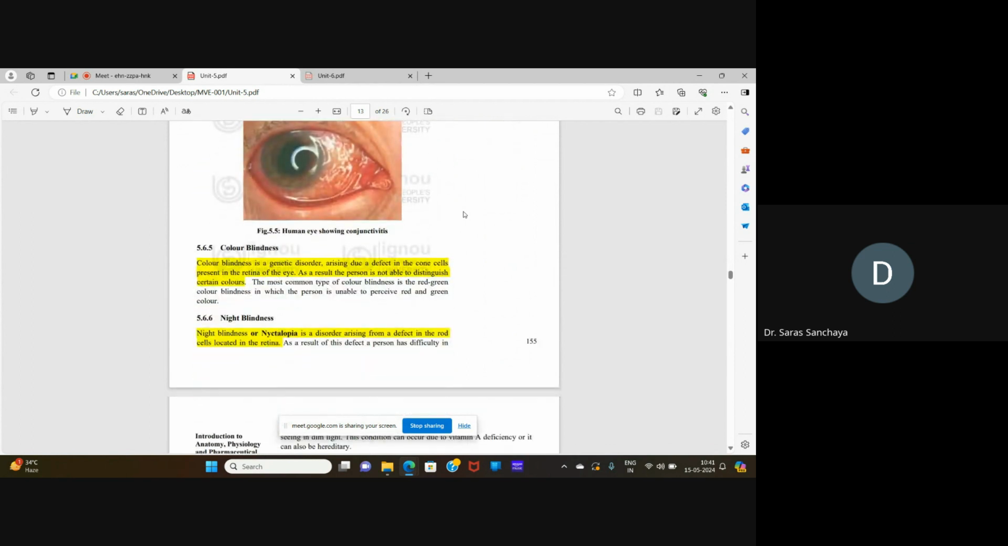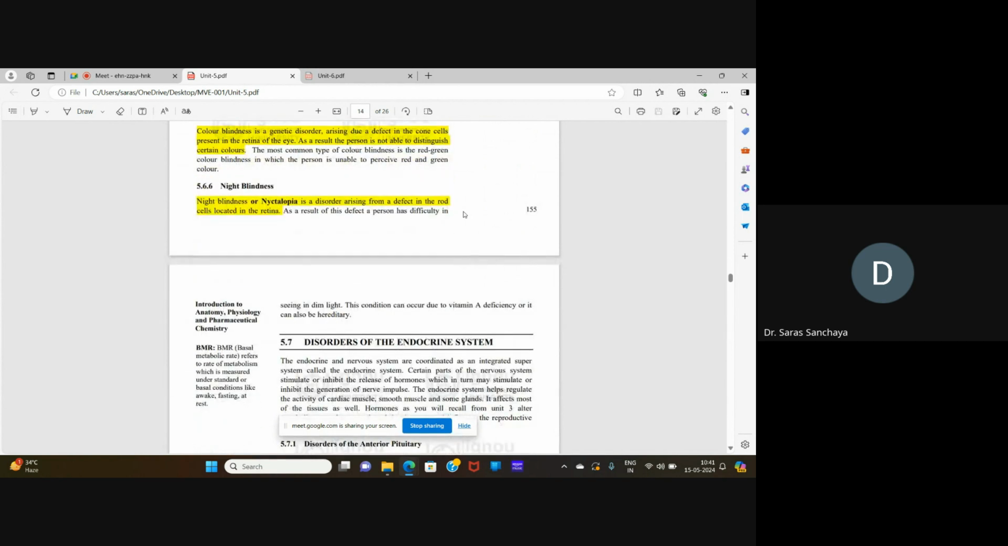Color blindness. Color blindness is a genetic disorder arising due to a defect in the cone cells present in the retina of the eye. As a result, the person is not able to distinguish certain colors. Night blindness. Night blindness or nyctalopia is a disorder arising from a defect in the rod cells located in the retina, and the person will not be able to see in dim light. This is a common condition in vitamin A deficiency also.